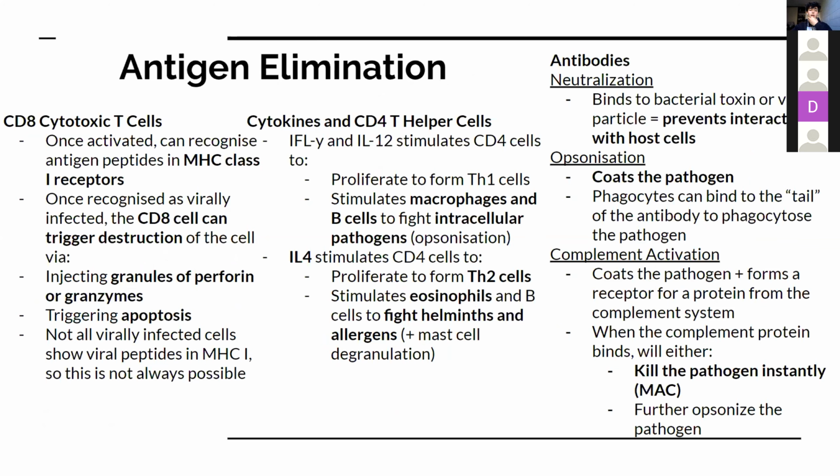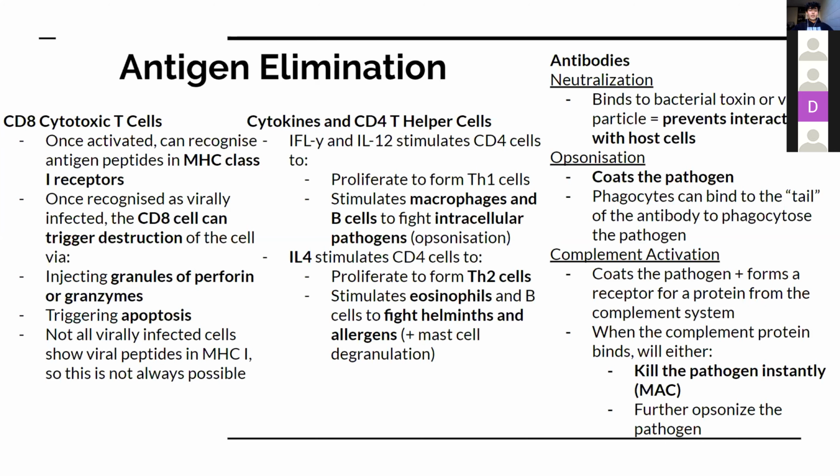Regarding the cytokines in CD4 T helper cells, you have IFN gamma and IL-12. These stimulate CD4 cells to form T helper 1 cells, which stimulate macrophages and B cells to fight intracellular pathogens. This is through the mechanism of opsonization.